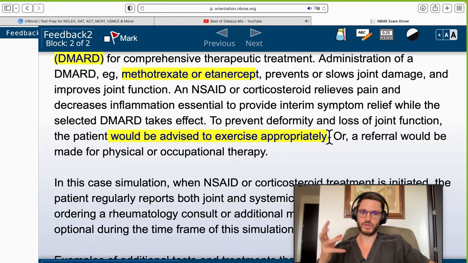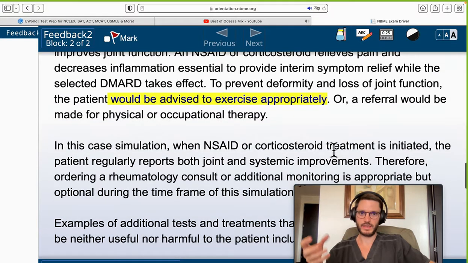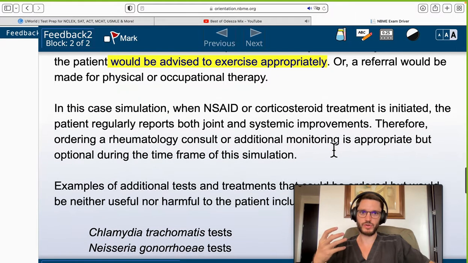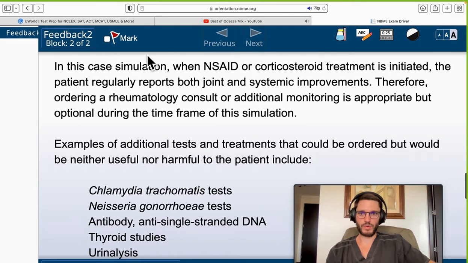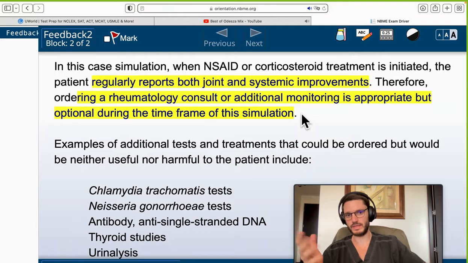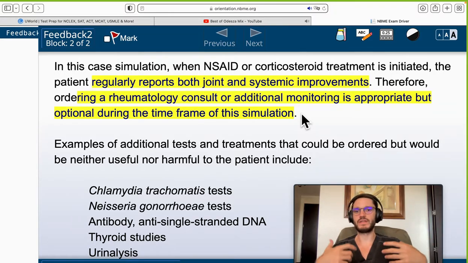Maybe counsel exercise. But that's the importance of doing these practice questions, so you get familiarized with the application. In this case simulation, when NSAID or corticosteroid is initiated, the patient regularly reports both joint and systemic improvements. Ordering a rheumatology consult or additional monitoring is appropriate but optional during the time frame of this simulation. Okay, so it won't harm the patient, but it's not necessary if the patient is actually improving.